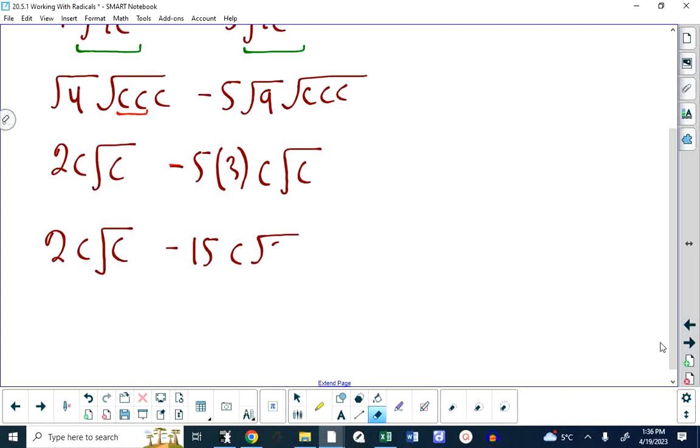And I would recommend to you that what you do is think of these as being cheeseburgers and cheeseburgers. It's not that we're subtracting root c's, we're subtracting c root c's. I have 2 c root c's, and I'm taking away 15 of them. $2 minus $15 is negative $13. So I get negative 13 c root c's.